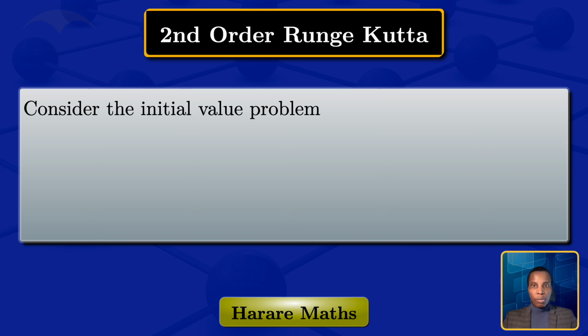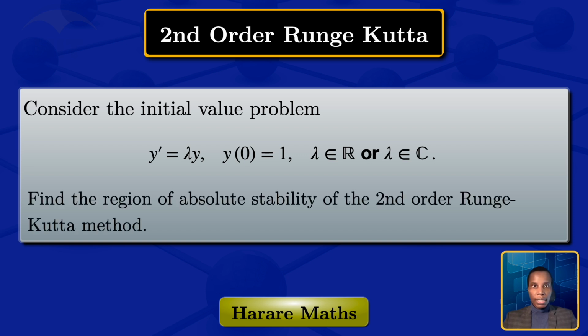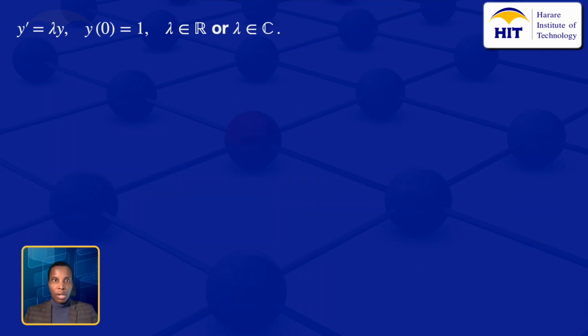Consider the initial value problem y prime equals lambda y, subject to the initial condition y(0) equals 1, where lambda is a real number or a complex number. I am going to find the region of absolute stability of the second order Runge-Kutta method. So we are given that initial value problem there.